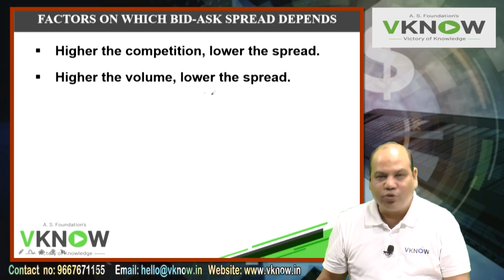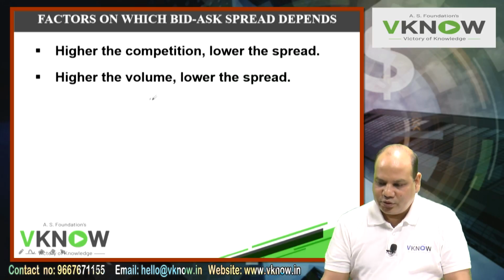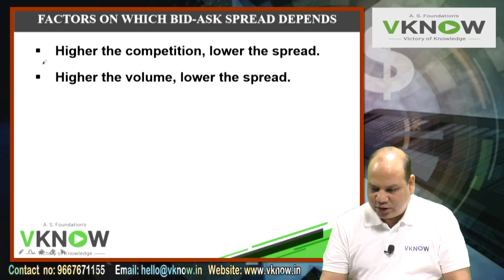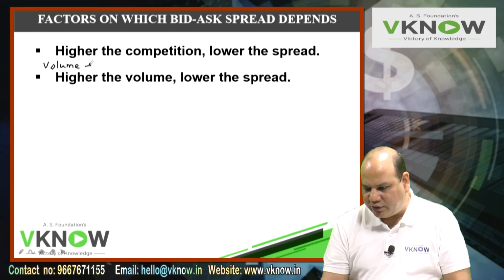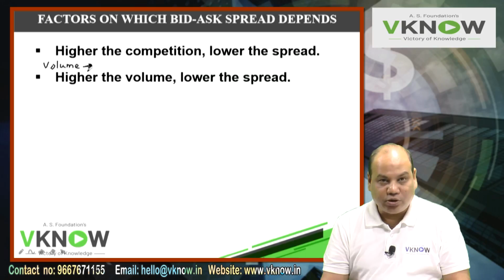Second, higher the volume, lower the spread. So the second factor is volume. In the wholesale market, the spread is very low. Suppose SBI buys from Citibank 1 lakh USD. The spread will be very low. But you are a retail customer, you want $500, $2,000, so the spread is high.